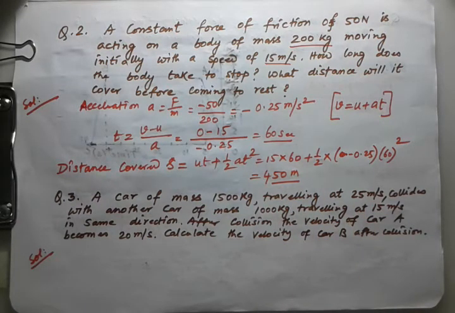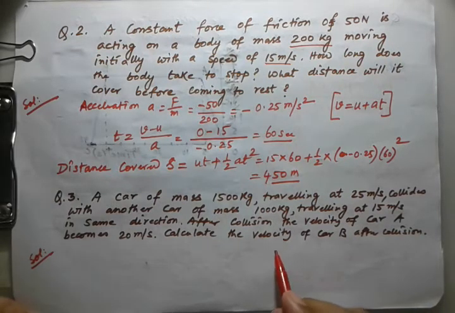Now we'll go to the next problem. The next problem is based on the conservation of linear momentum. First I'll read the problem. A car of mass 1500 kg traveling at 25 meter per second collides with another car of mass 1000 kg traveling at 15 meter per second in the same direction. After collision, the velocity of car A becomes 20 meter per second, and you have to calculate the velocity of car B after collision.